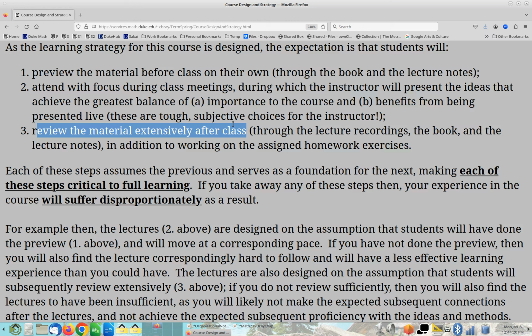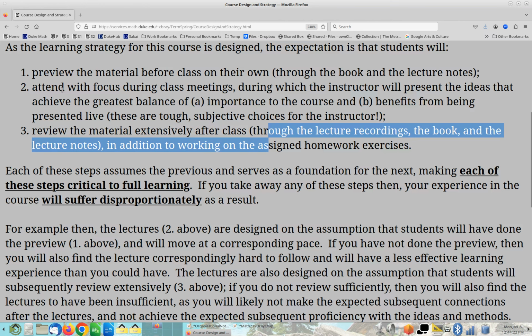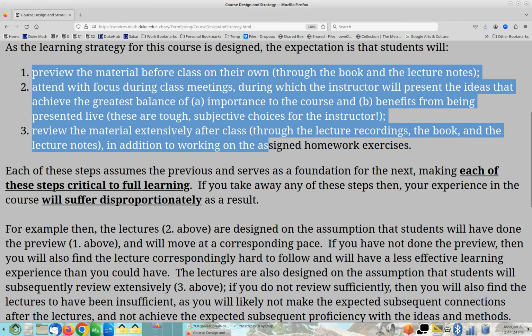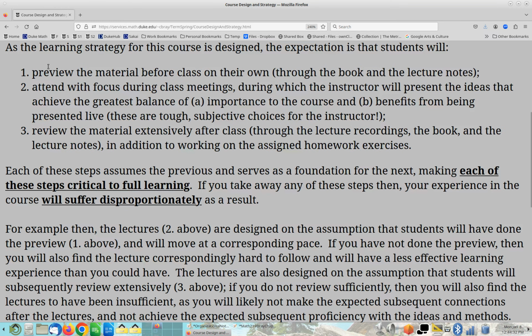So keep in mind then, because I am expecting and assuming that you will be doing all of these things, these are all linked together. And if you remove one of these, if you, for example, don't preview the material before class, then not only will you lose the benefits of that preview, but you will also get less out of class itself. Right? So anyway, keep that in mind. It's all very important.